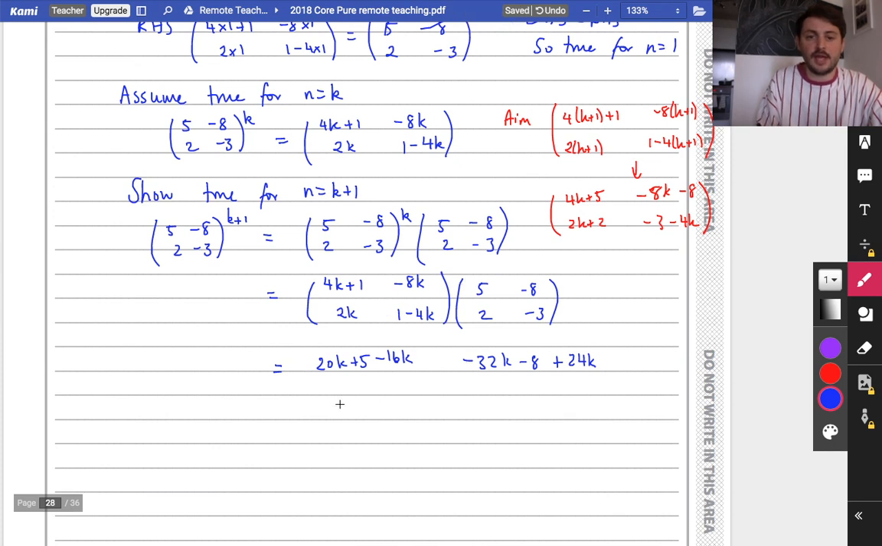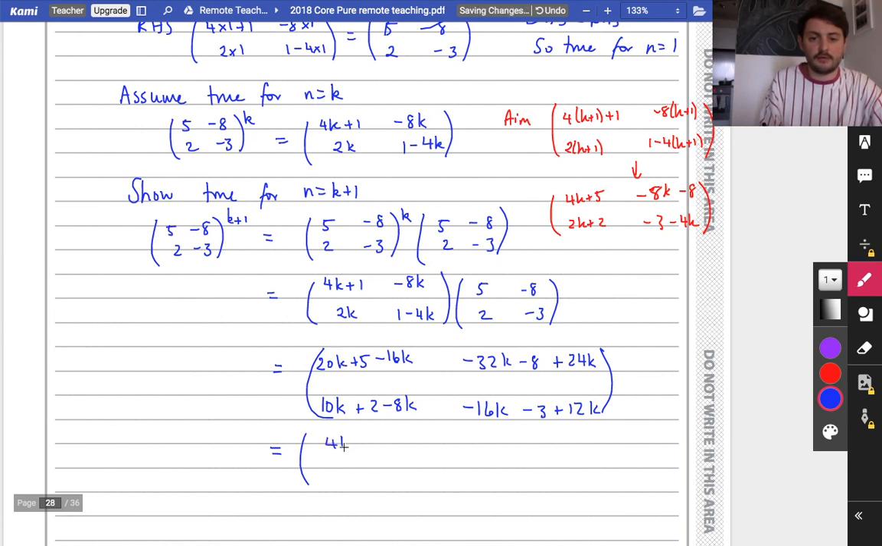Then I'm going to do this multiplied by this. So that's 10k. That one times that, and then this times this. So it's going to be plus 2 minus 8k. And then I'm going to do this times this. That's minus 16k minus 3 plus 12k. Take it nice and big. Use as much space as you need. Which then simplifies to 4k plus 5. Excellent, that's what we wanted.